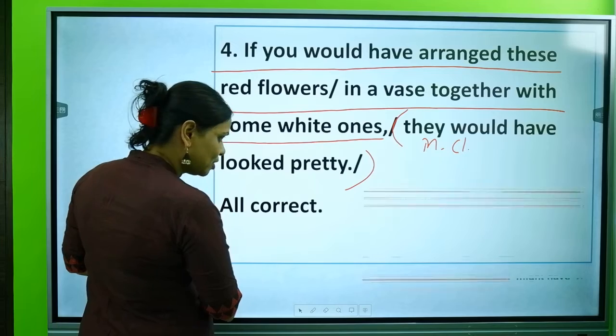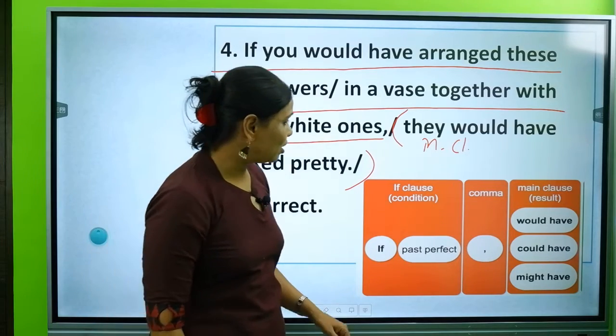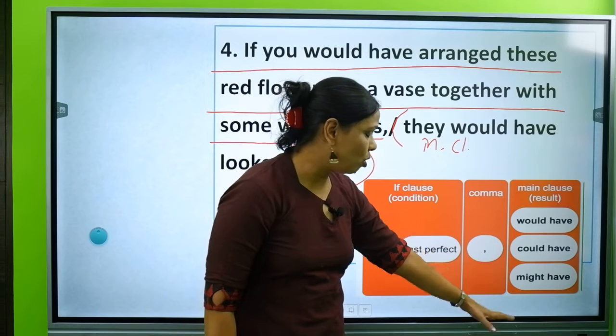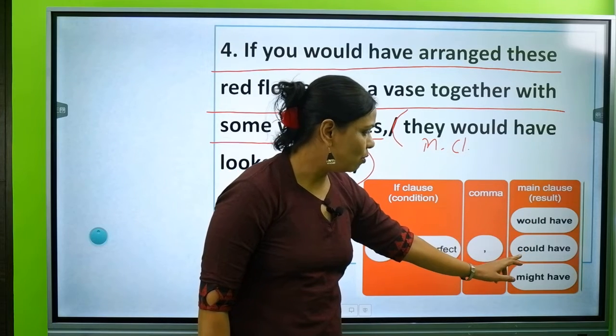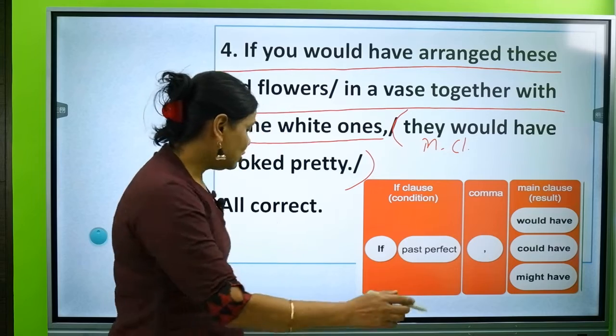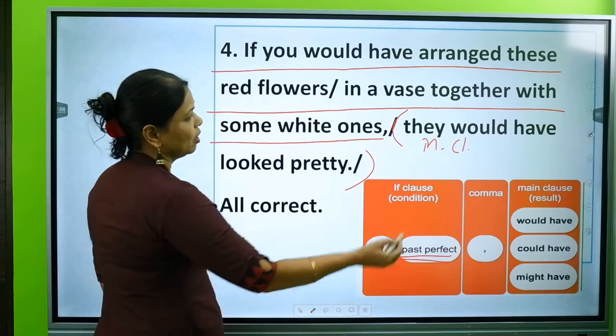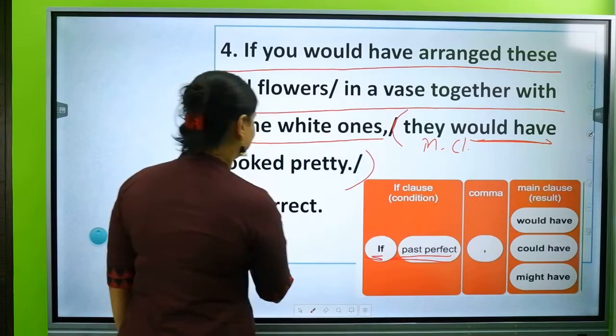Here is a small chart that will help you a lot. Look at main clause. If in the main clause, which is a result clause, there is would have, could have or might have, you should have past perfect in the if clause. Would have is there.